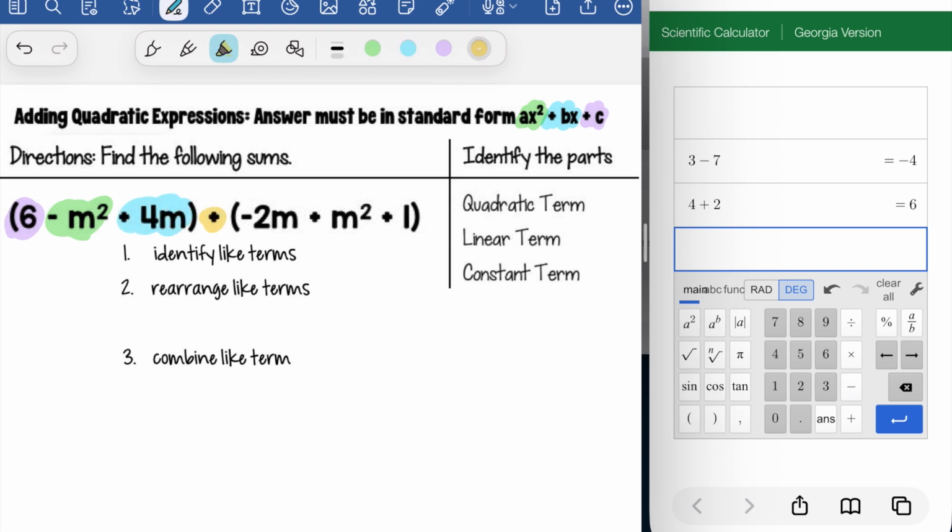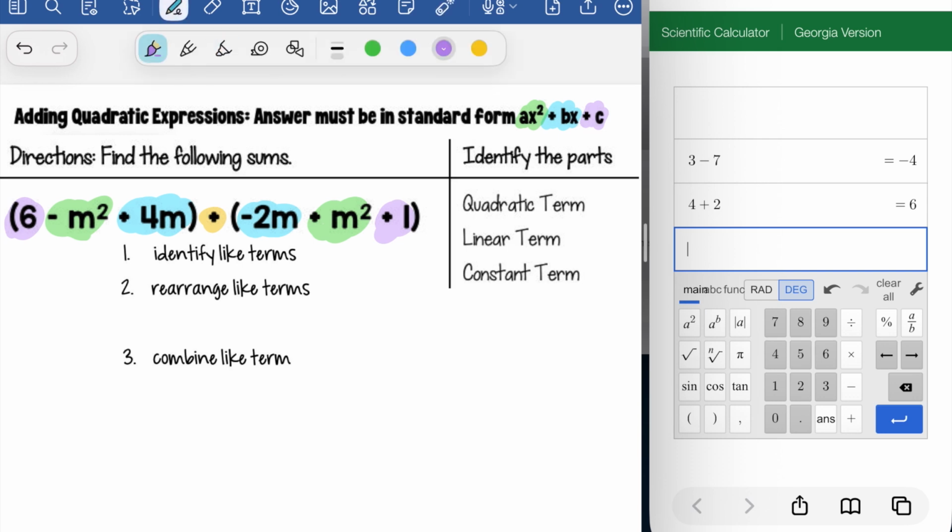And we're adding it to negative 2m, which is my linear term, plus m squared, which is my quadratic term, plus 1, which is my constant term. So now we're going to rearrange them so that all of my like terms can be together. But when I rearrange them, I want them to look like standard form. So if I want it to look like standard form, which color is going to come first? The purple, the green, or the blue? Hopefully you said the green.